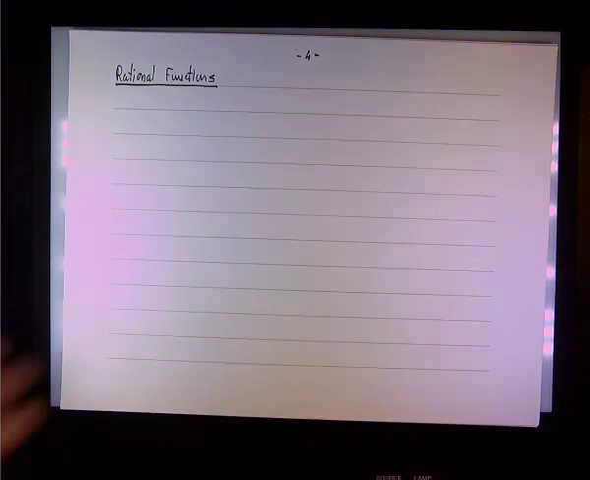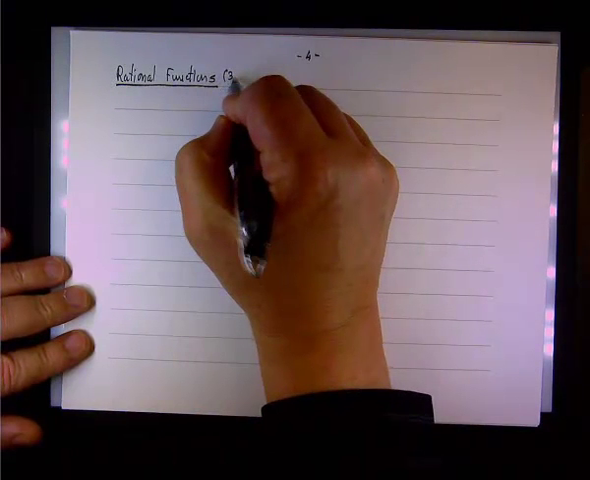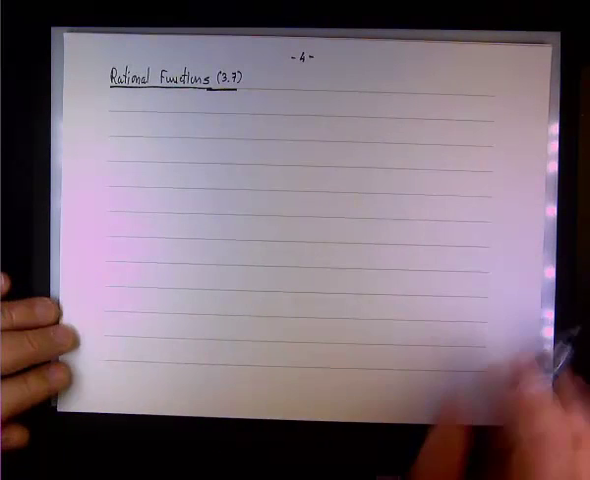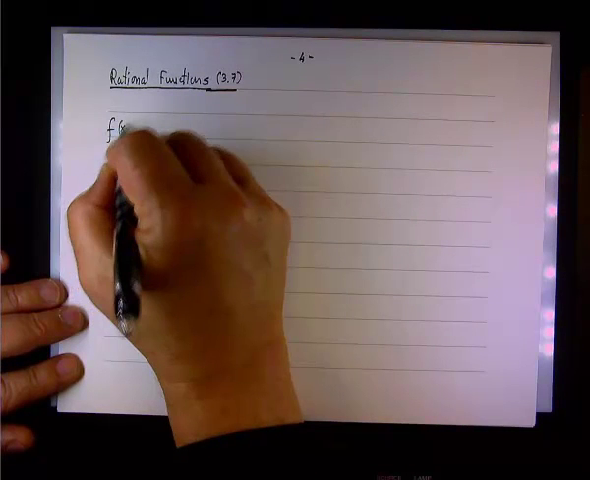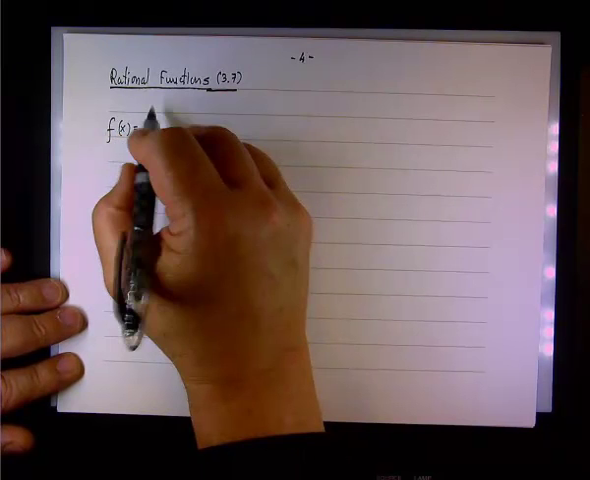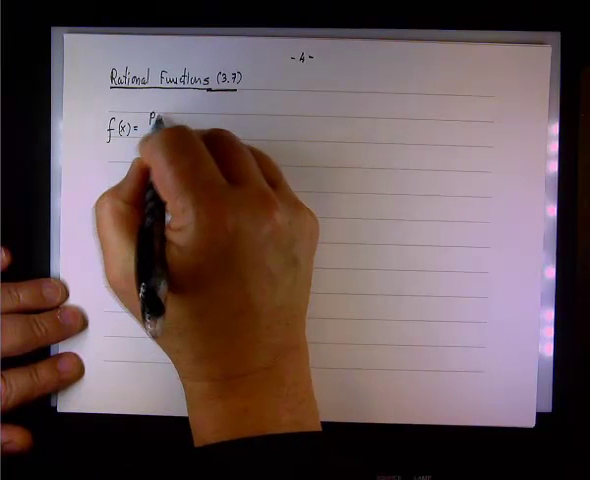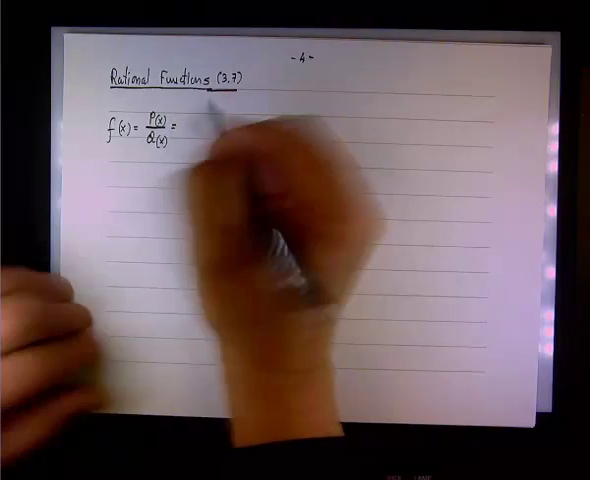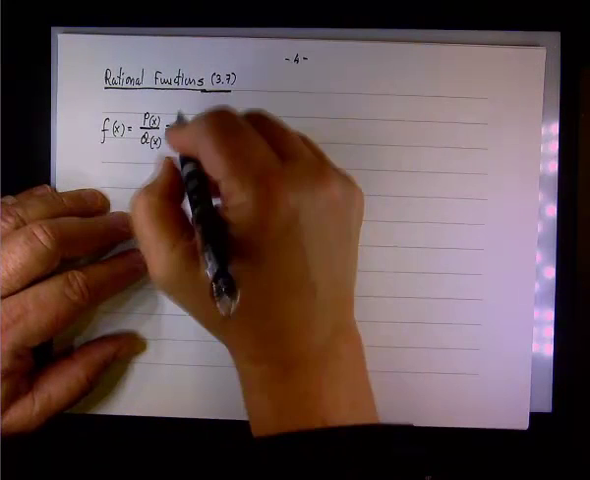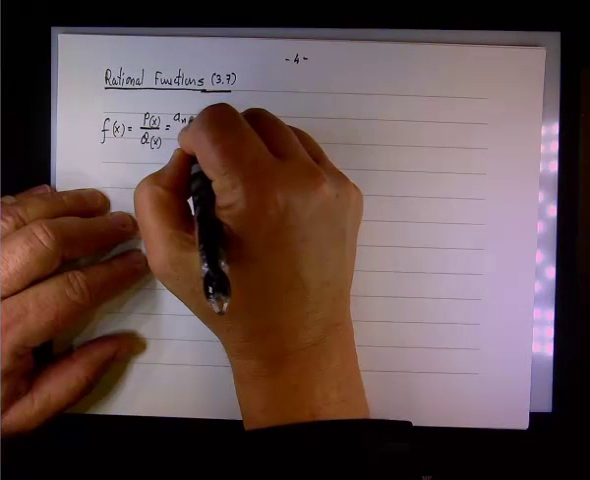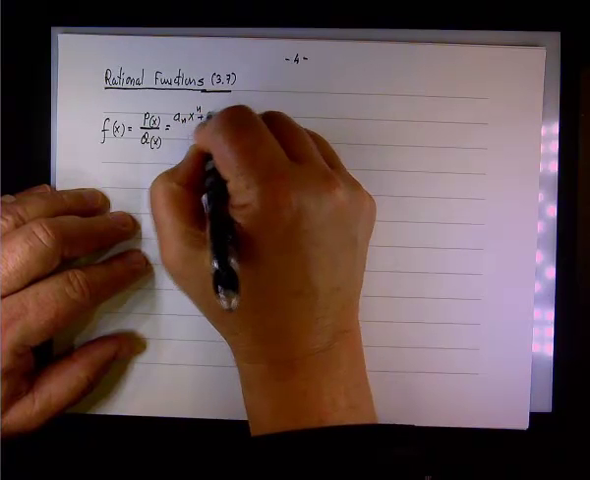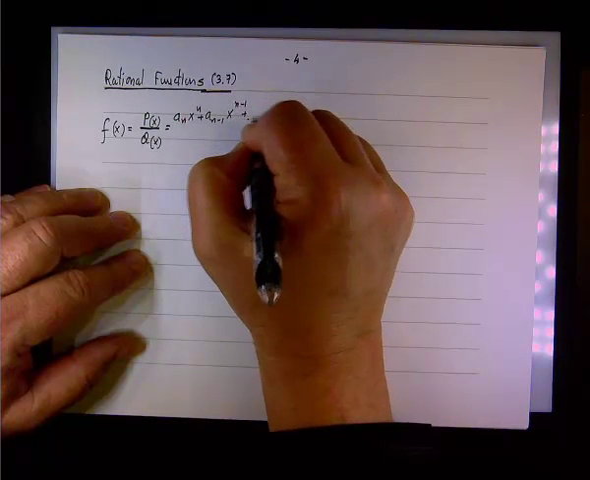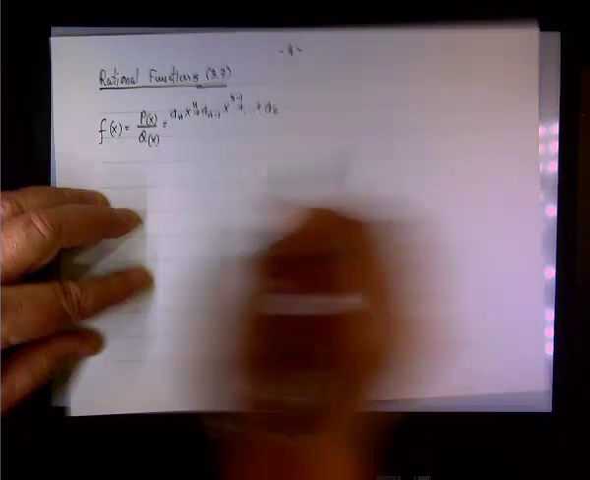So the topic is rational functions. This is section 3.7. And we defined a rational function as a ratio of two polynomials, let's say P of x divided by Q of x. So P of x will be an n-degree polynomial, so we'll write it as a sub n x to the power of n plus a sub n minus 1 x to the power of n minus 1 plus dot dot dot plus a sub 0.